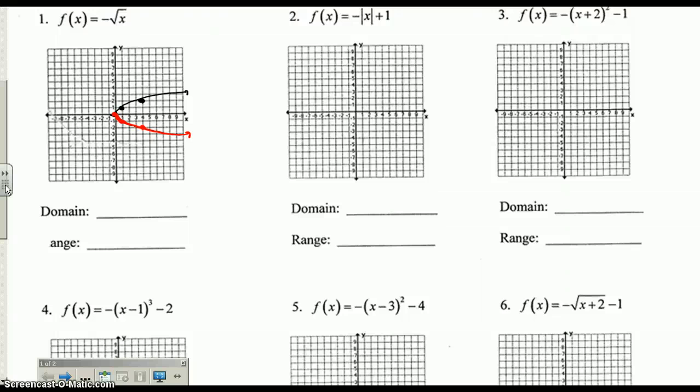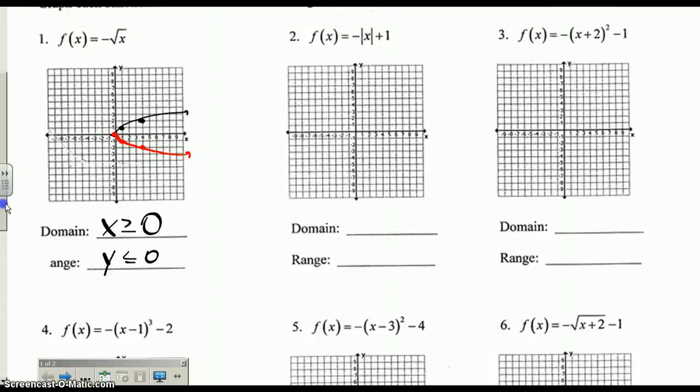Okay, now let's look at the domain. Notice how we have a point at 0, 0, and our domain is all possible x values. So if you look, all our graph is to the right of that 0, 0 point. So my domain is going to be x is greater than or equal to 0. Okay, and remember that red is our final solution there, our final graph. So the range, all possible y values, everything is less than or equal to 0, because it's below that x-axis.